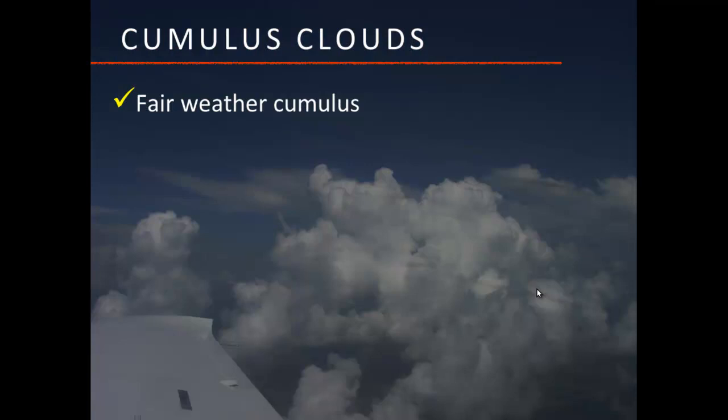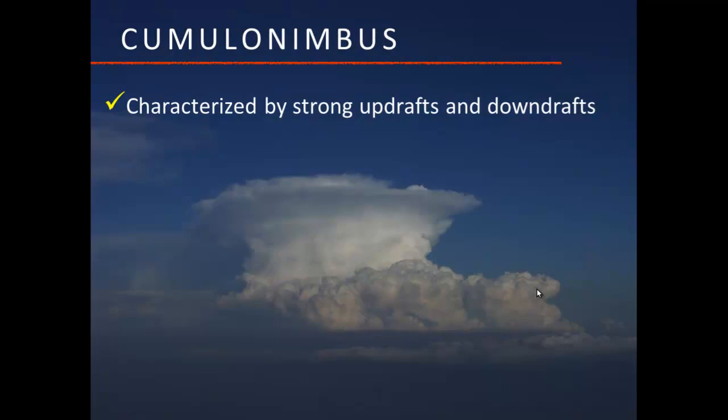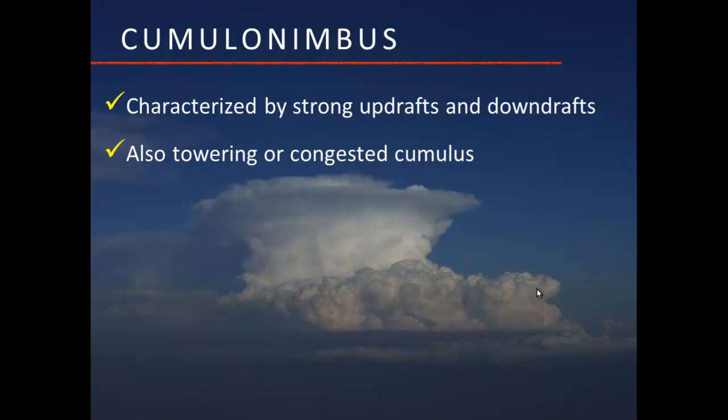Now, cumulus clouds come in a lot of different varieties. The fair weather cumulus is the most common. It's rarely overcast, and mostly it's broken to scattered. And of course, then there's cumulonimbus clouds. Those are the ones characterized by really strong updrafts and downdrafts. And I don't just like to think about thunderstorms per se. Any kind of deep moist convection like towering cumulus or congested cumulus are just as dangerous.